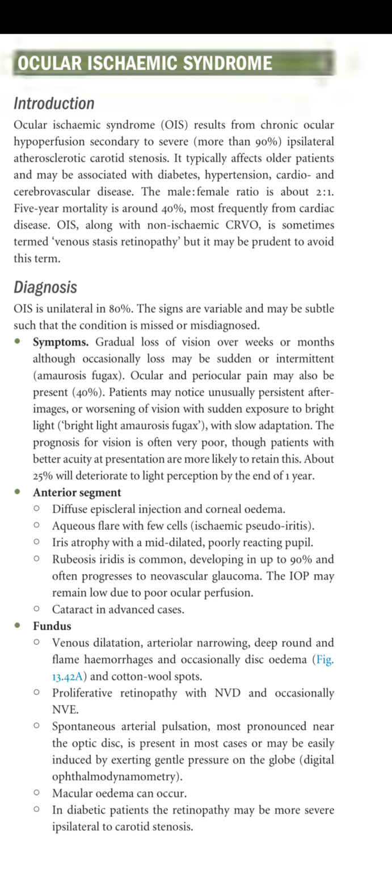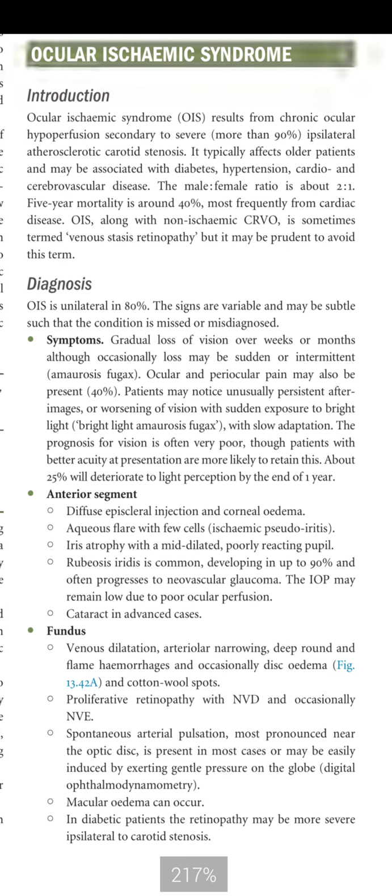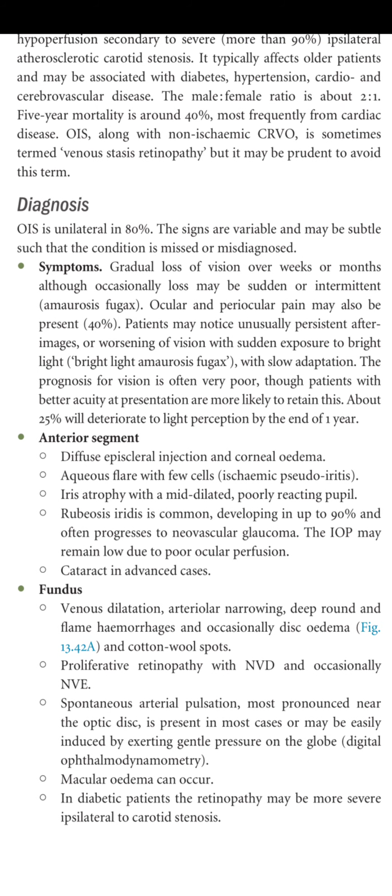Patients may notice an unusually persistent afterimage or worsening of vision with sudden exposure to bright light. The patient will notice persistence of afterimages and worsening of vision with exposure to bright light. The prognosis for vision is often very poor, though patients with better acuity at presentation are more likely to retain it. About 25% will deteriorate to light perception by the end of 1 year.